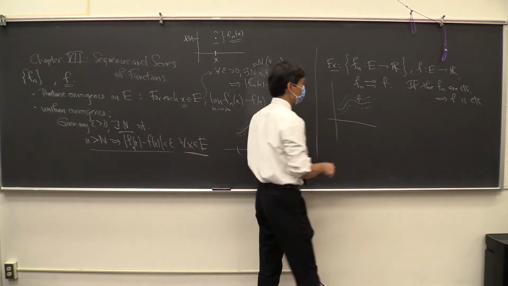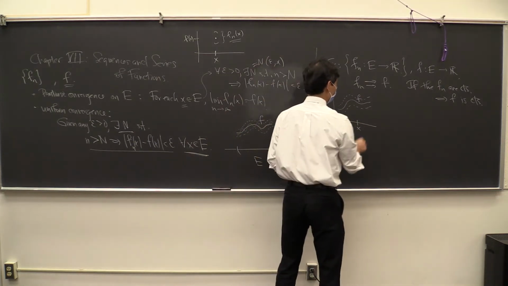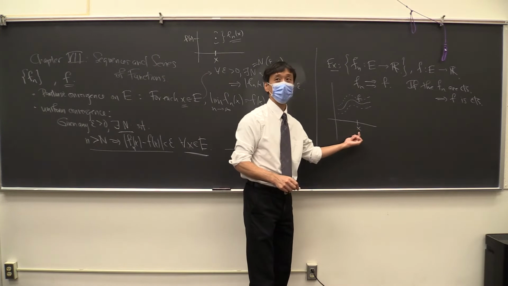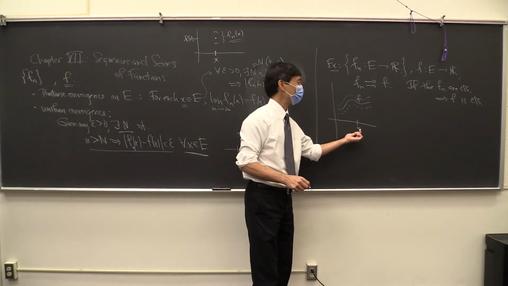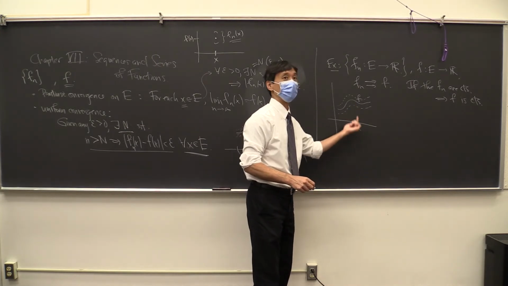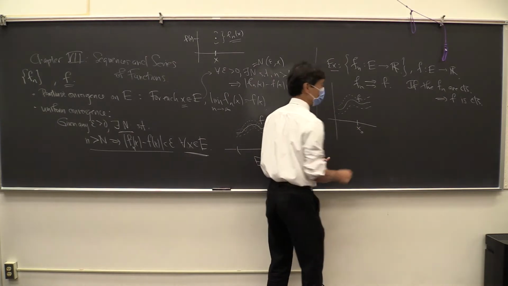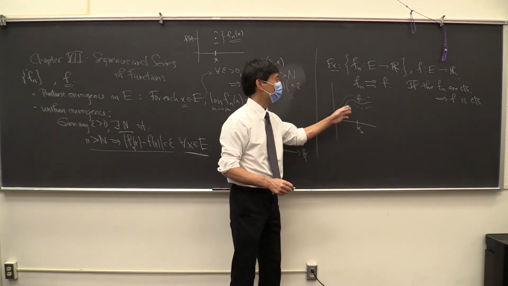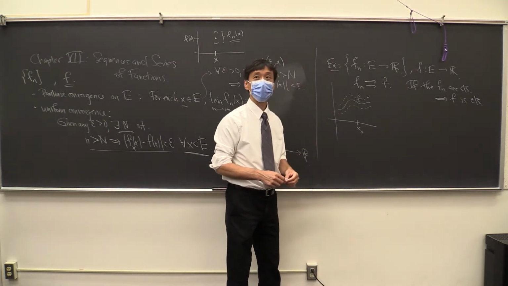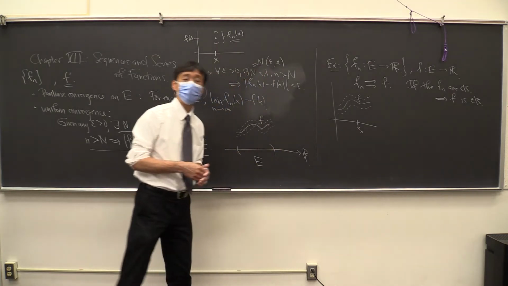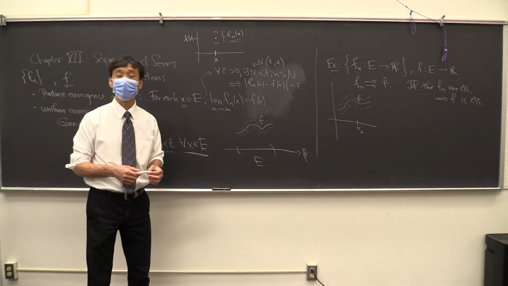Okay? So what you're going to do is show that it's continuous at every single point. So fix a point and prove that it's continuous at that point. Fix some point x naught and try to show that it's going to be continuous at that point. Okay? So I'll give you a couple minutes to think about it, and then we'll talk about it together.